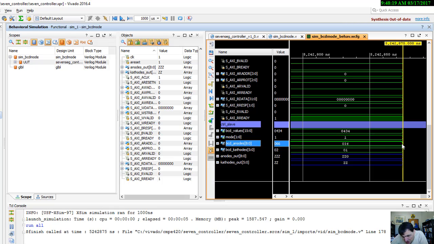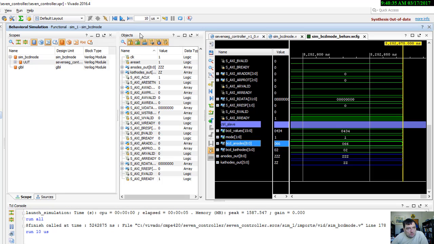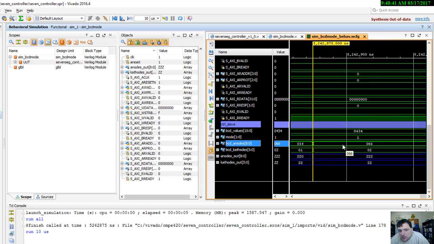Sorry. Again, this is one of those weird times where the viewer here is showing right at the very edge that there's been a change, but we don't really see that change. If I move the mouse over here, we see that it is 3F, and there it is 6. If I change my time up here to something small and run for just 10 microseconds, we'll see that the wave is actually now 066. There is that change point.